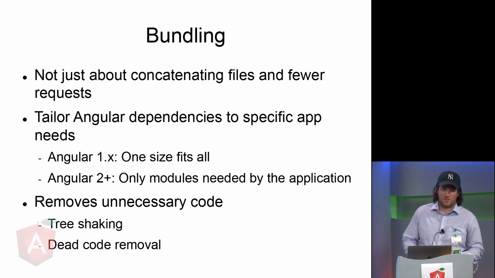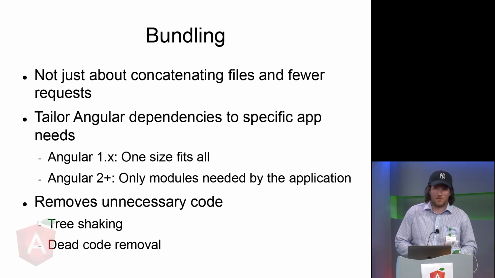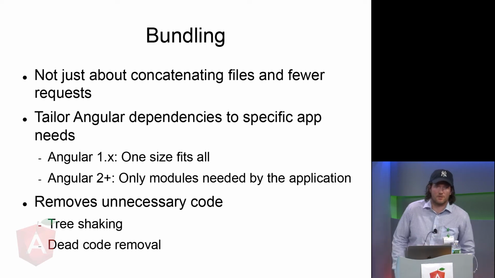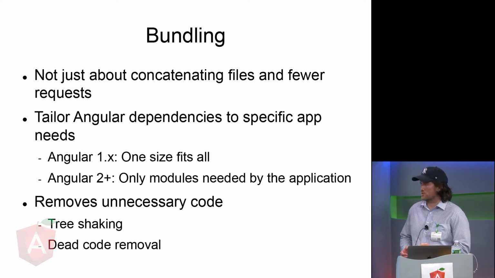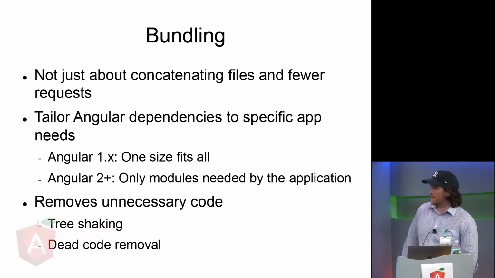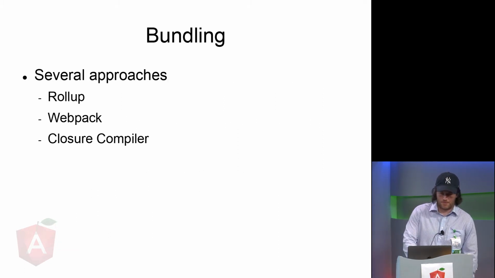Now it's published as individual pieces that you can pick and choose from, right? So if your application doesn't need the forms module, then you don't include it in your bundle. There's no need to download unnecessary bytes. So that's a pretty nice way to optimize your application. And on top of that, in the code that you actually do include, there are also a few techniques that we can use to shrink the footprint of even that. We'll talk a little bit about something called tree shaking and dead code removal.